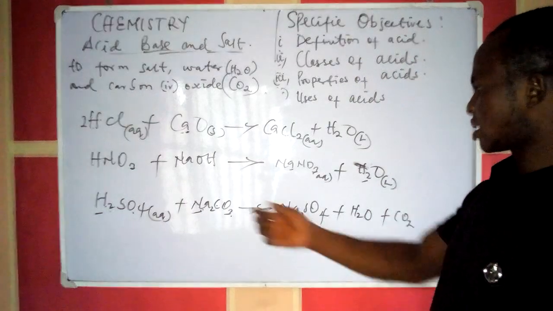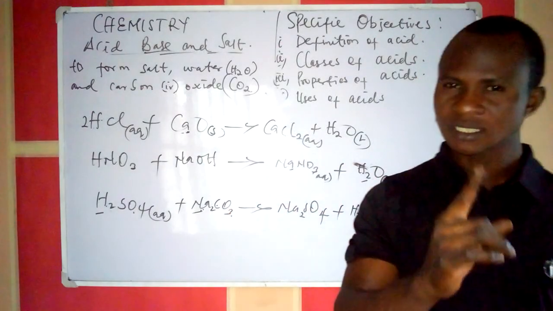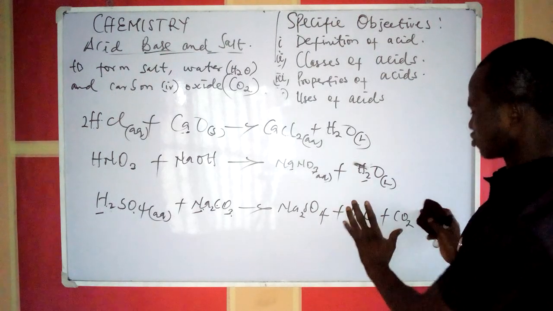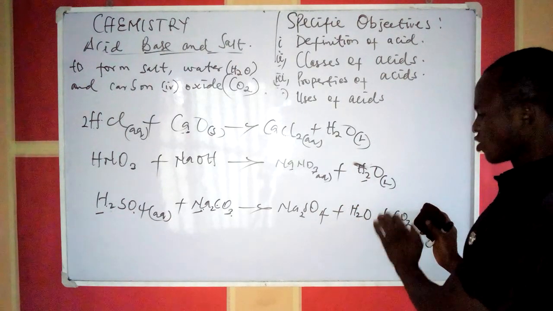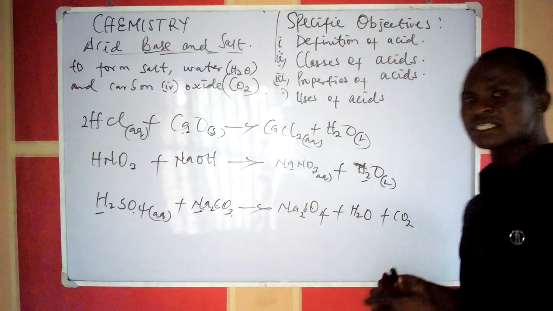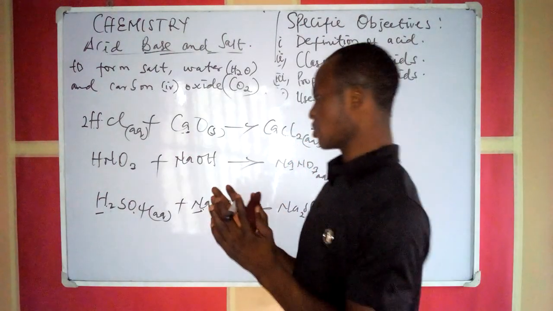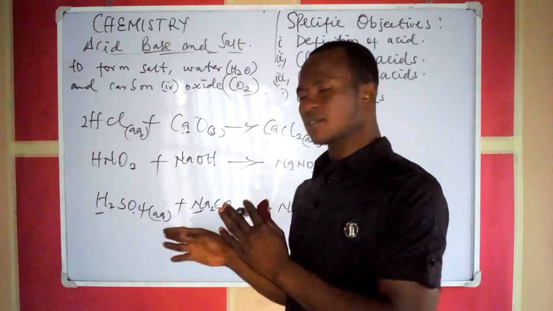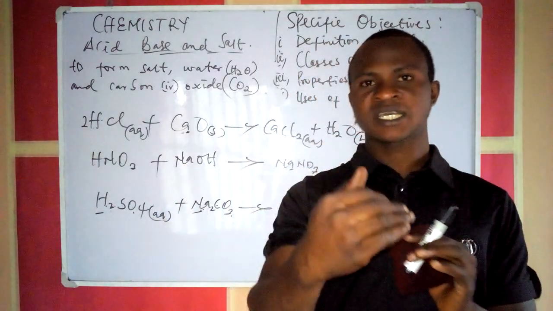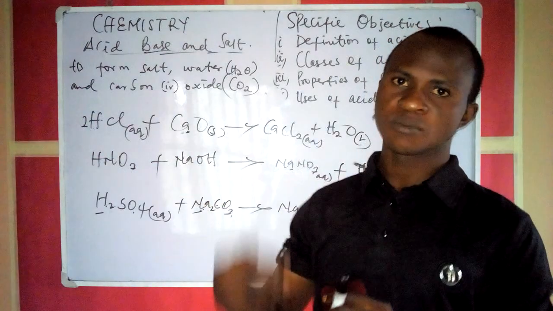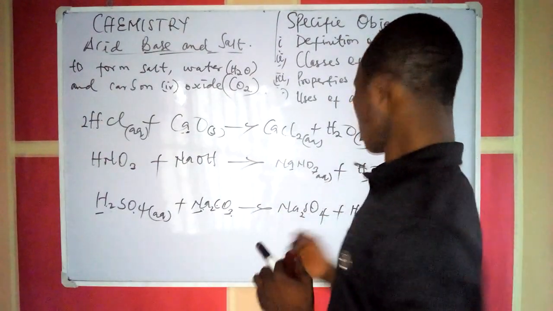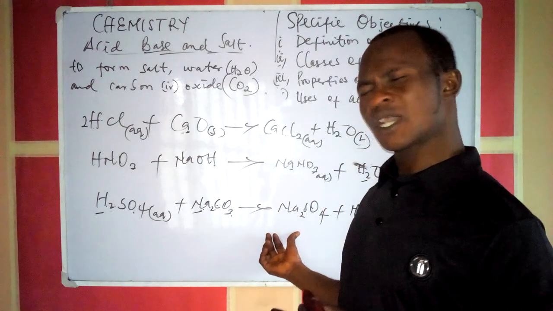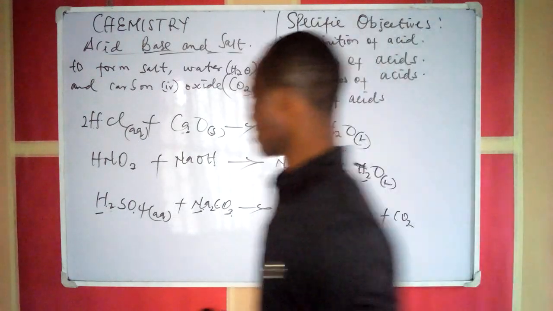In such a case, if we are using it to prepare an acid, we are to write it together, H2CO3. But if it is a reaction between an acid and any of these salts, we don't write the product as an acid. We write the product as carbon dioxide and water after we have written down the salt formed. I hope that is clear. Okay, thank you.